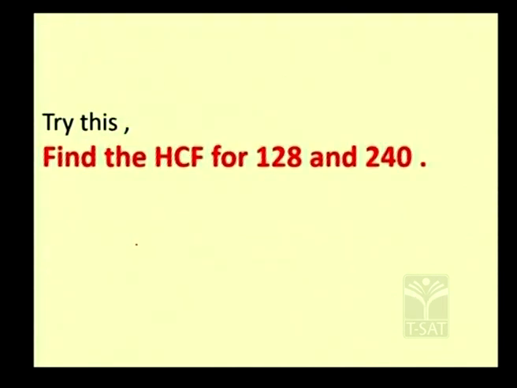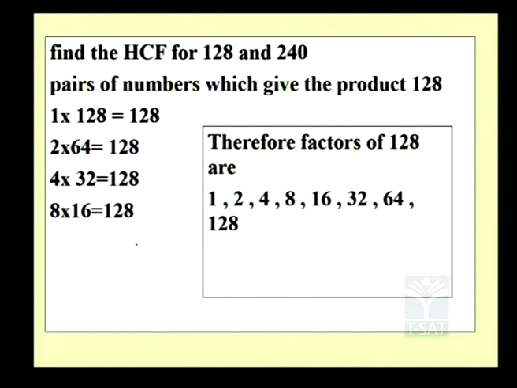Then try this: find the HCF of 128 and 240. We already understood how to find the factors of 128 and 240 by writing them as products of other numbers. So, first what we have to do, let us discuss. First we have to write the factors of 128. Here you are observing the factors of 128 by writing 128 as the product of some other different numbers.